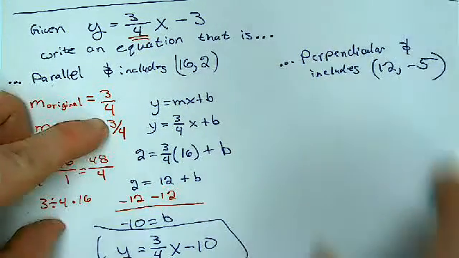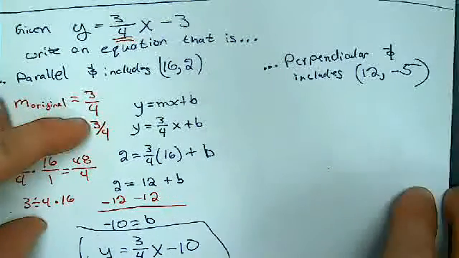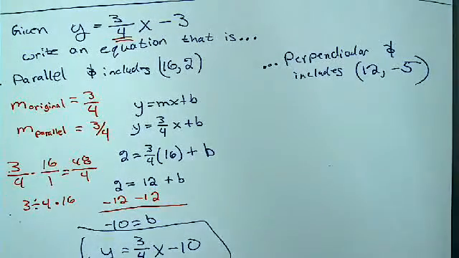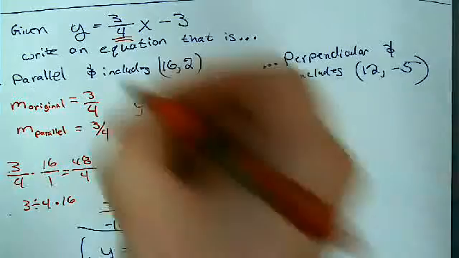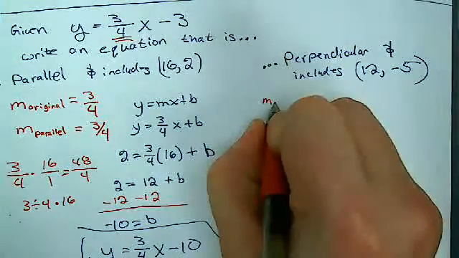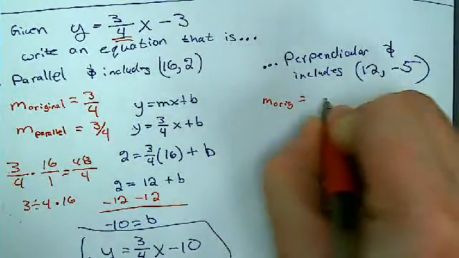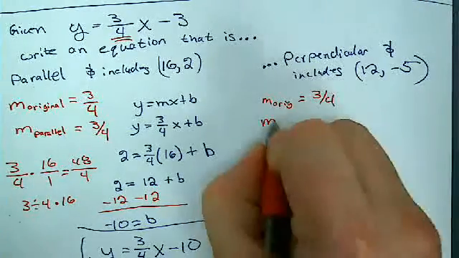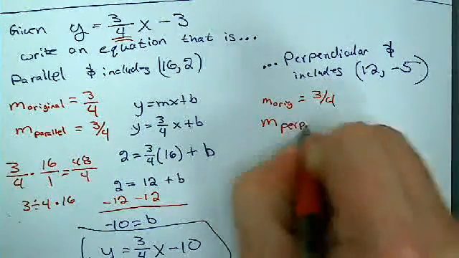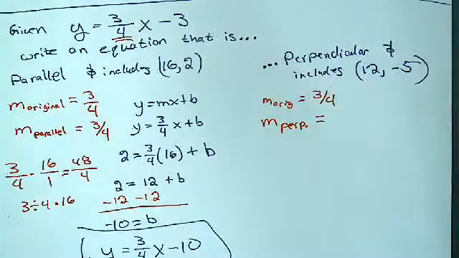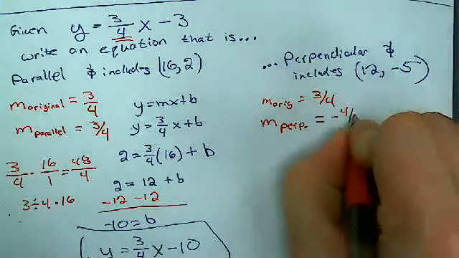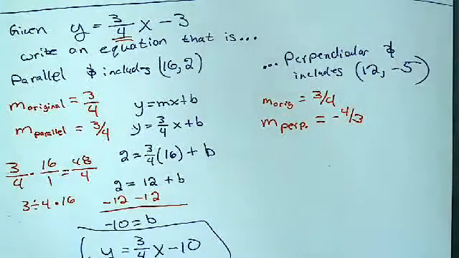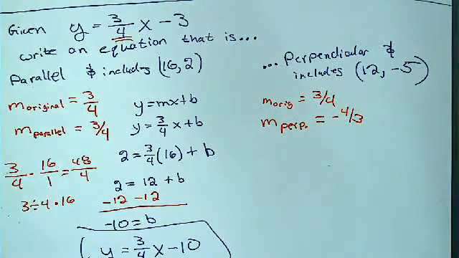Let's look at the sister problem over here with perpendicular. Perpendicular, let's see, the original slope is still 3/4. So m original. What did we agree in our conversation that the perpendicular slope would be? Negative 4/3. Flip the fraction, change the sign. Reciprocal means flip the fraction. Negative means switch from a negative to a positive or positive to negative.